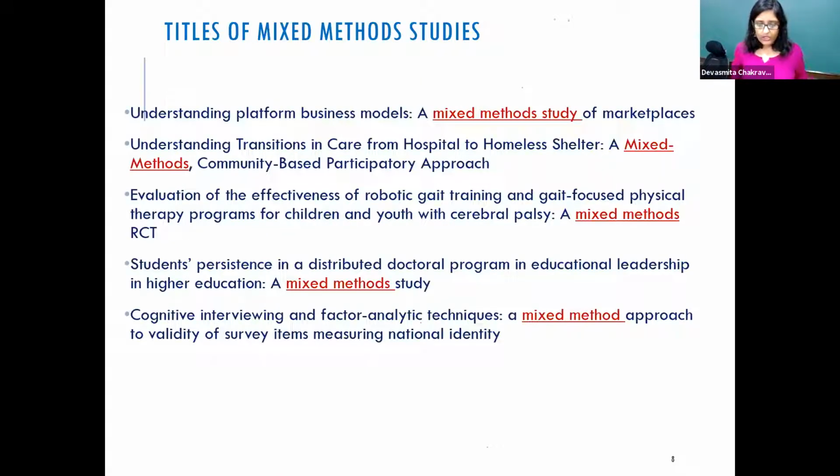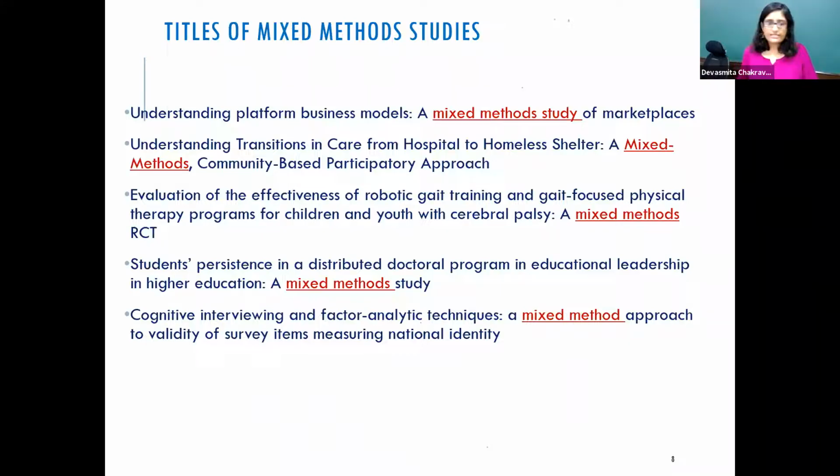Now, as we get a little more familiar with what's mixed methods research, we'll look at some of the study titles. These are real papers that I have picked from Google Scholar. And how do you know when you pick up a paper? The first thing you read is the title of the paper. Now, how do you know that you're going to read a mixed method study? One big way of knowing is if the term itself is there. If the title says that this is mixed method, then it's most probably mixed methods, right?